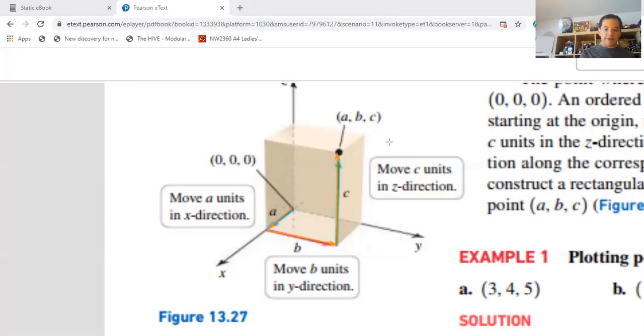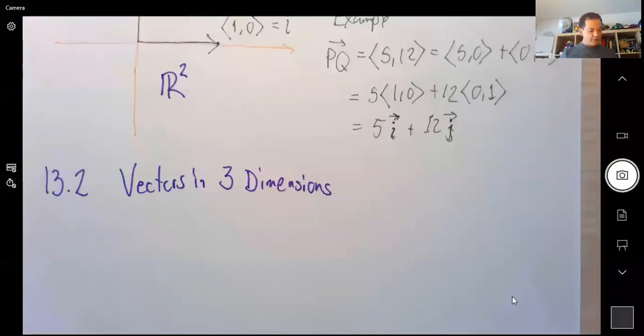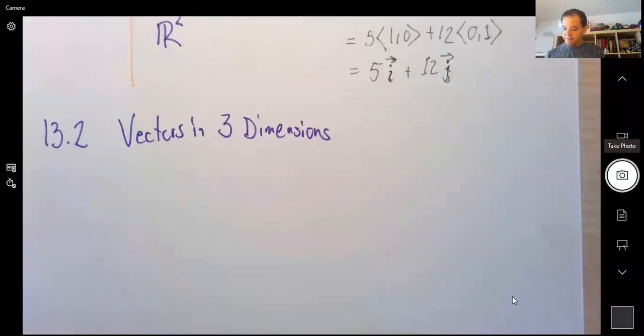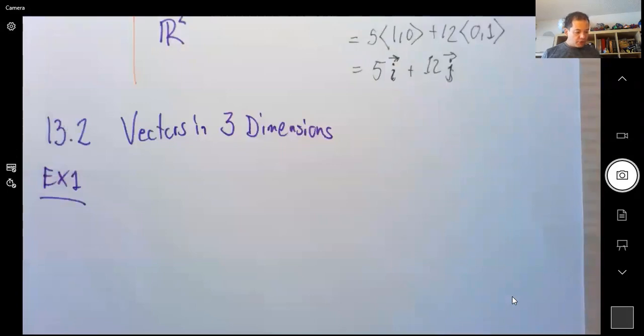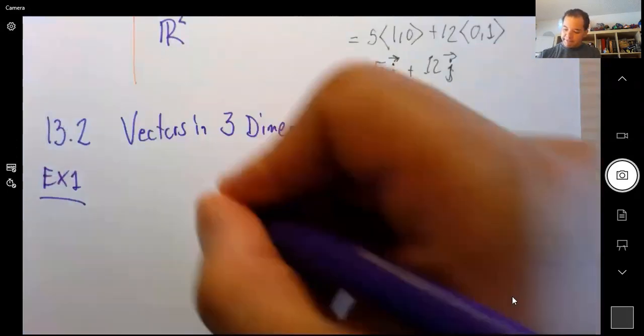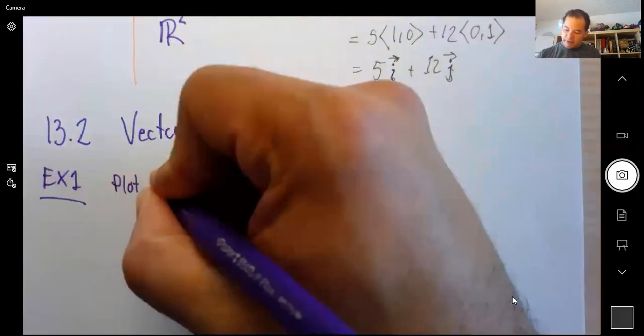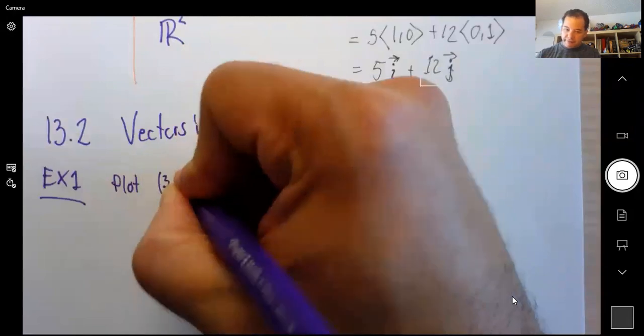Here's an example of how we could draw the point 3, 4, 5, or the point -2, -3, -5, right? So let me show it to you on the paper, and then we'll try. I'll show you a different way as well. So this is example 1, and we want to plot the point 3, 4, 5. All right.